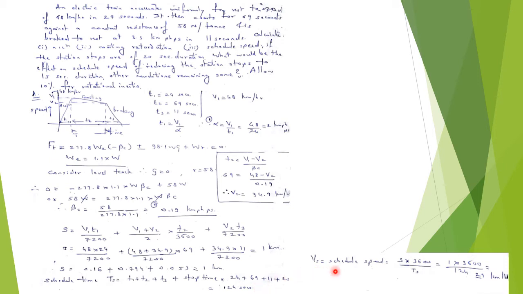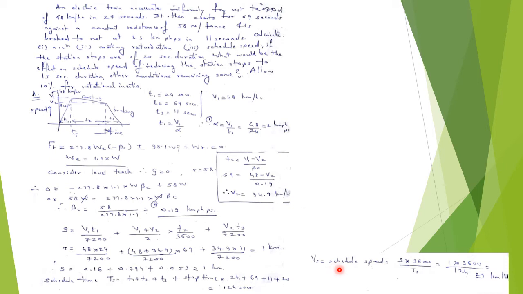So the scheduled speed is given by the formula: distance traveled by the train during the run multiplied by 3600, divided by the scheduled time. Distance traveled during the run is worked out here as 1 kilometer, so it is taken as 1 into 3600 constant, divided by the scheduled time of 124 seconds. So when you do the calculations, you'll find the scheduled speed of the train works out to be around 29 kilometers per hour.